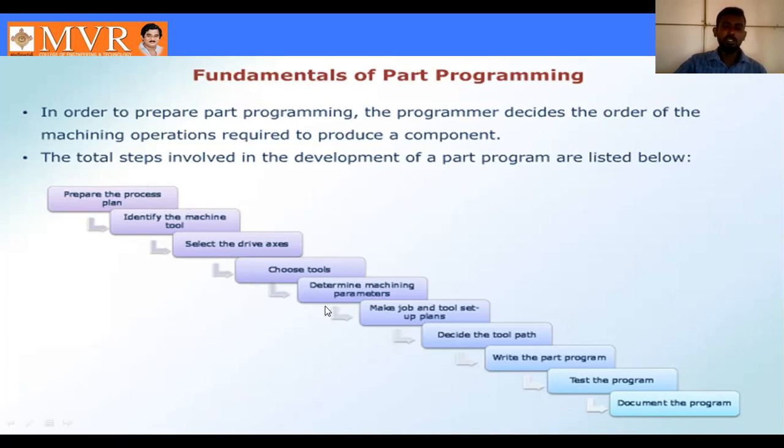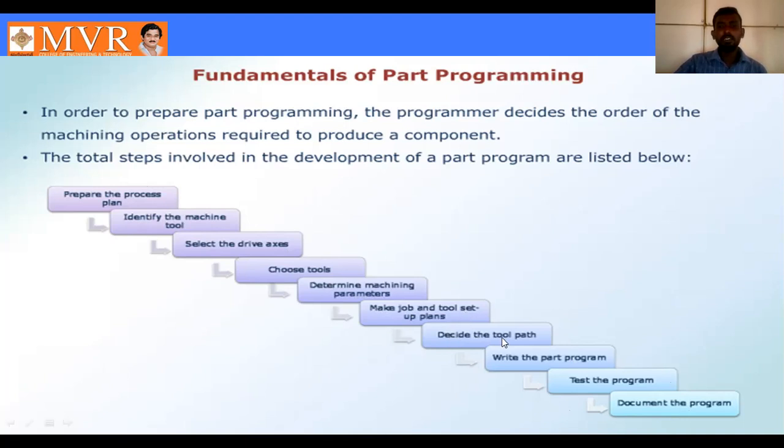What are the steps? These are the steps to develop path programming. The first is to prepare the process plan. Second is to identify the machine tools. Third is to select the drive axis. Fourth is to choose tools. Next is to determine the machining parameters. Next is to make job and tool setup plans.